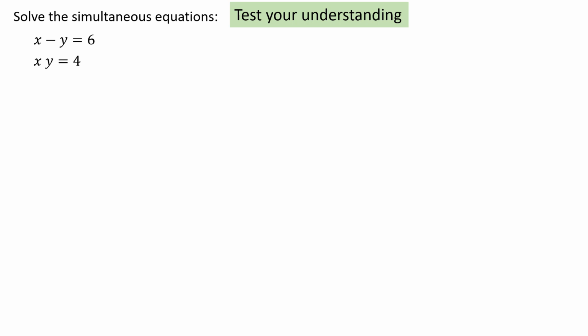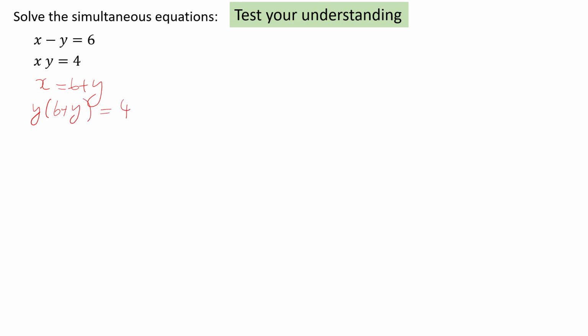Solve the simultaneous equations. The first one, x minus y equals 6. Second one, xy equals 4. You can use the substitution method. You can substitute either x or y. So here I am going to substitute x equals something. So x equals 6 plus y. So here y times (6 plus y) equals 4.